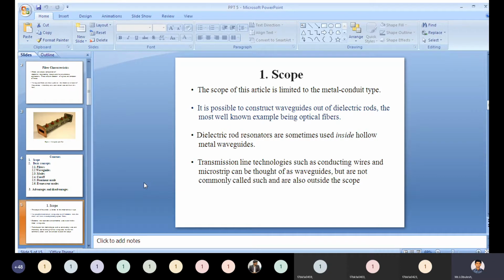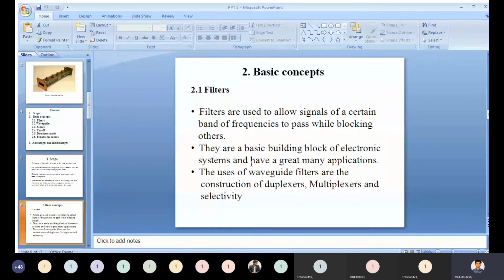This is the scope of a waveguide filter. Next content is basic concepts. So we have different types of basic concepts for waveguide filters. From that, the first one is the filter.